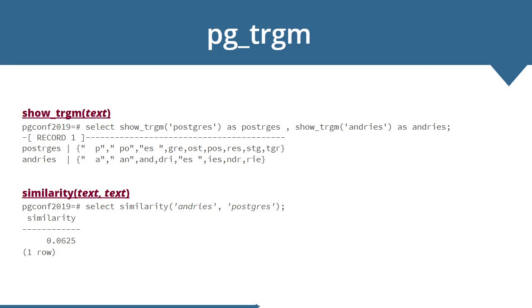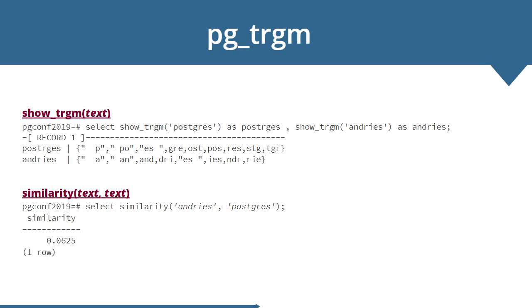So there we would say, just as an example, show trigram. There you would see I did a trigram for Postgres and for Andries. That basically splits it up into three parts, or three. It gives you basically the array of everything.